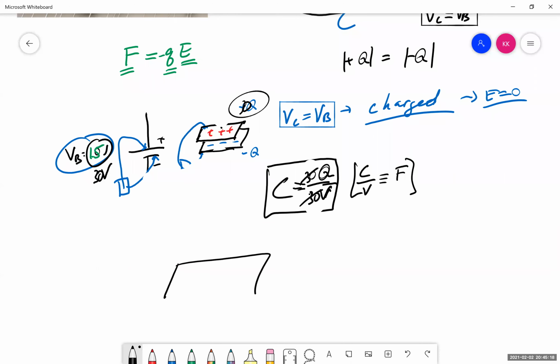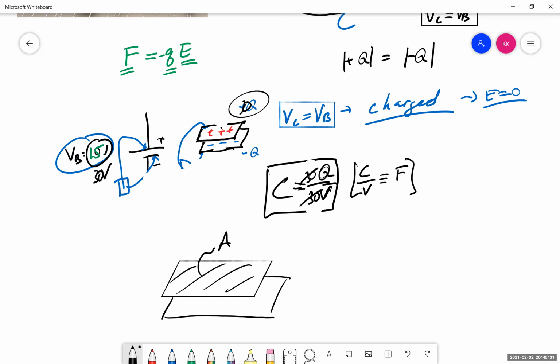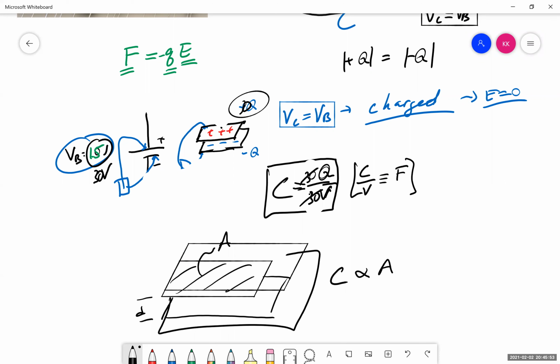But this time, since I no longer have a battery connected, what I can do is look at the area of the plates and the distance between the plates, and use those parameters to calculate the capacitance. Because the capacitance of a capacitor is directly proportional to the area. That means the bigger the area, the bigger the capacitance. If I make the area bigger, the capacitance will increase. If I make the area smaller, the capacitance will decrease.